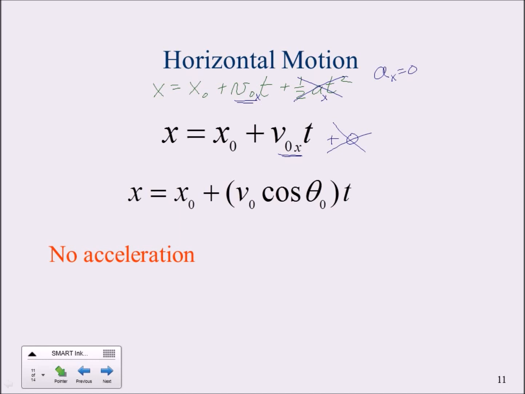Again, this v0 cosine theta 0, that was just v0x. We had our initial velocity v0, we broke it into components, and this x component was v0 times the cosine of theta 0. So that's not a special equation, that just says find the x component of the initial velocity and use your position versus time equation for one-dimensional motion using only the horizontal quantities.